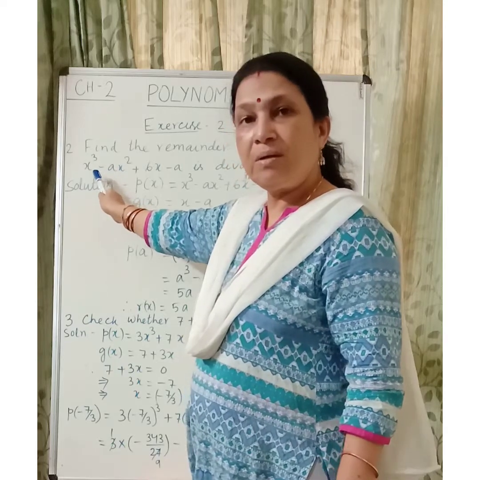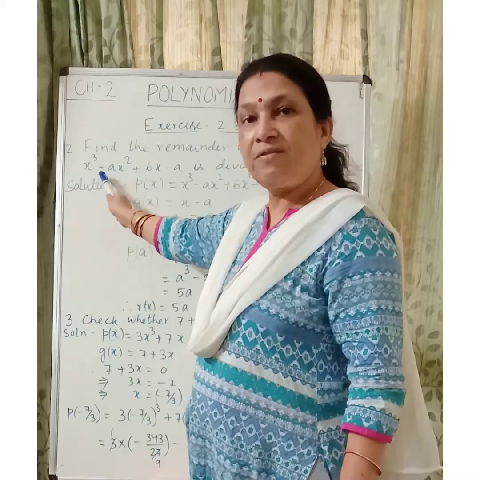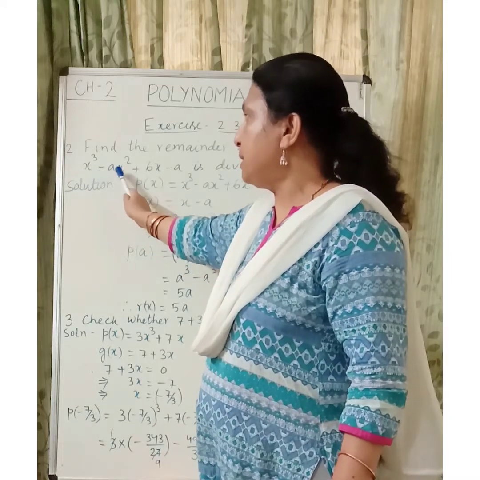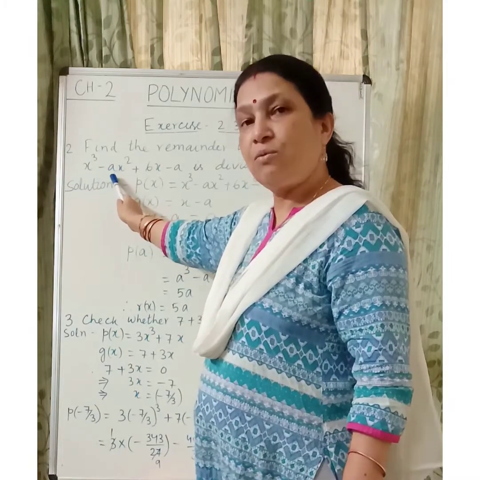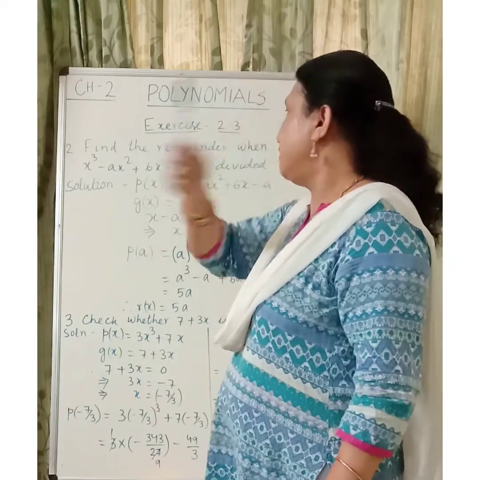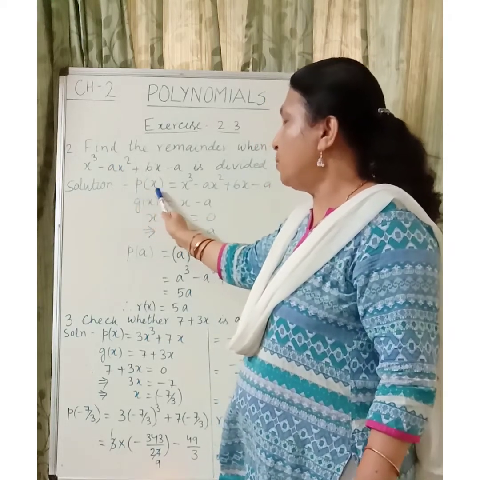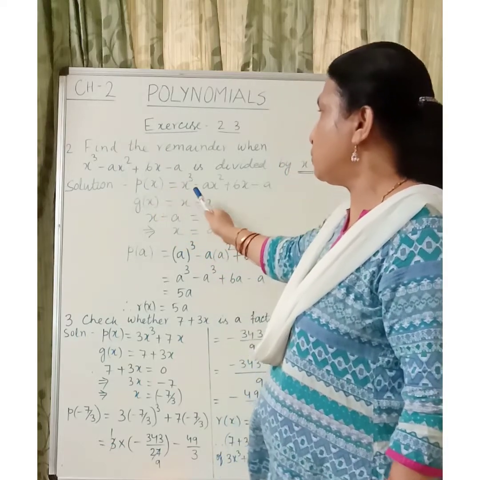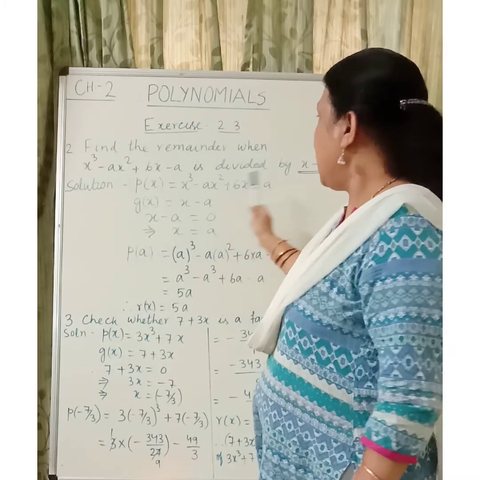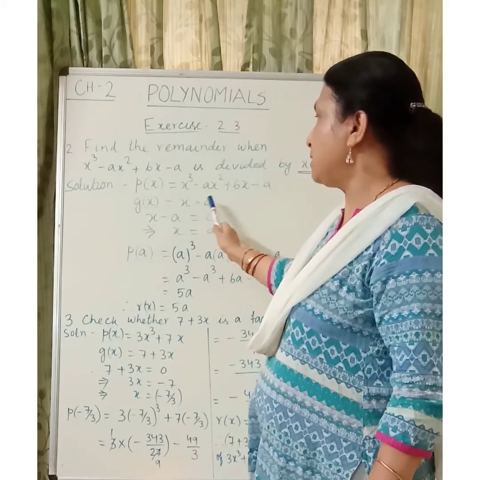Try to remember this remainder theorem. Whenever we divide a polynomial by another polynomial, the dividend polynomial's degree should be either equal to or greater than the divisor polynomial. So here the dividend polynomial is p(x). We have taken this dividend polynomial as p(x), which is equal to x cube minus ax square plus 6x minus a, and the divisor polynomial I have taken here is g(x), that is x minus a.